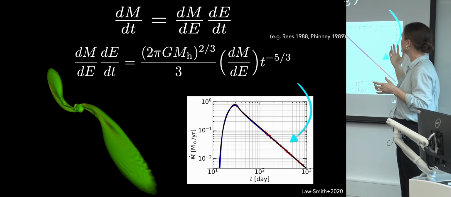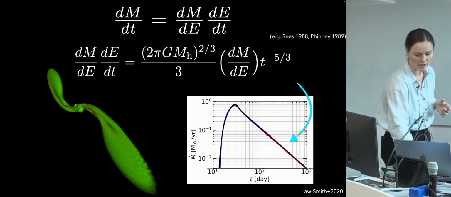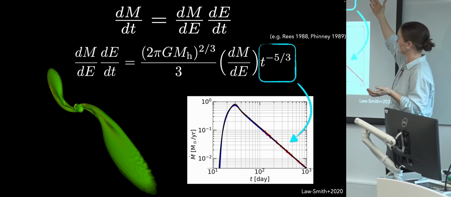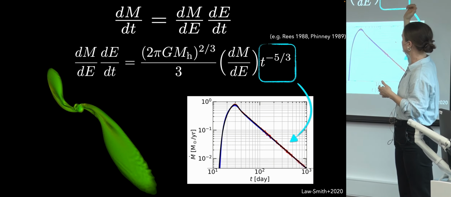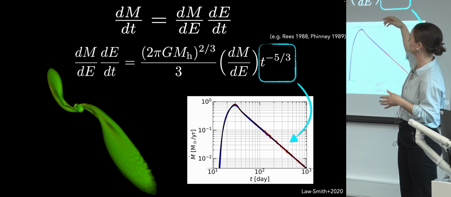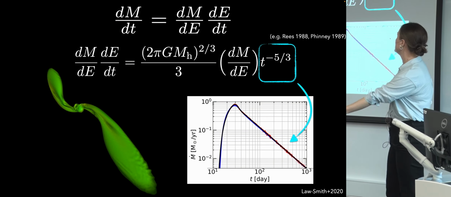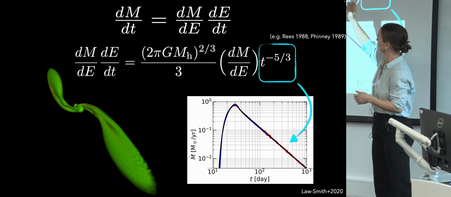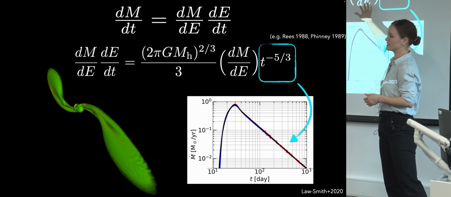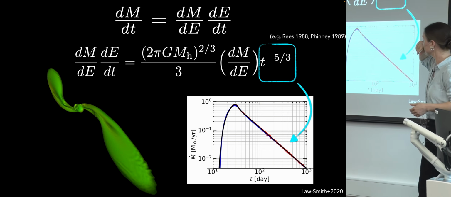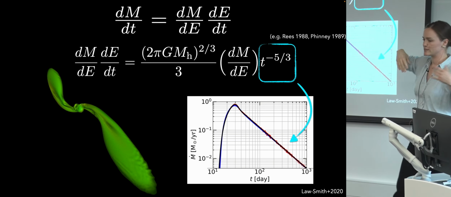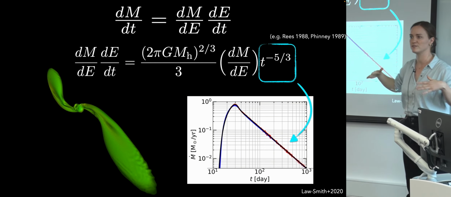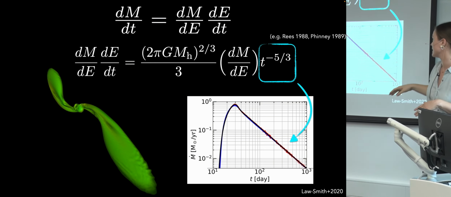And so if you've heard of the t to the minus 5/3 fallback rate defining TDEs, this is essentially where it comes from. It comes from the orbital energy timescale of the debris. If you take the derivative of the Keplerian orbital energy, you get a t to the minus 5/3 term. And so the mass fallback rate is proportional to the mass energy distribution times this. You would only expect the mass fallback rate to reach t to the minus 5/3 once the mass energy distribution is relatively flat. But that happens at late times in the orbit.